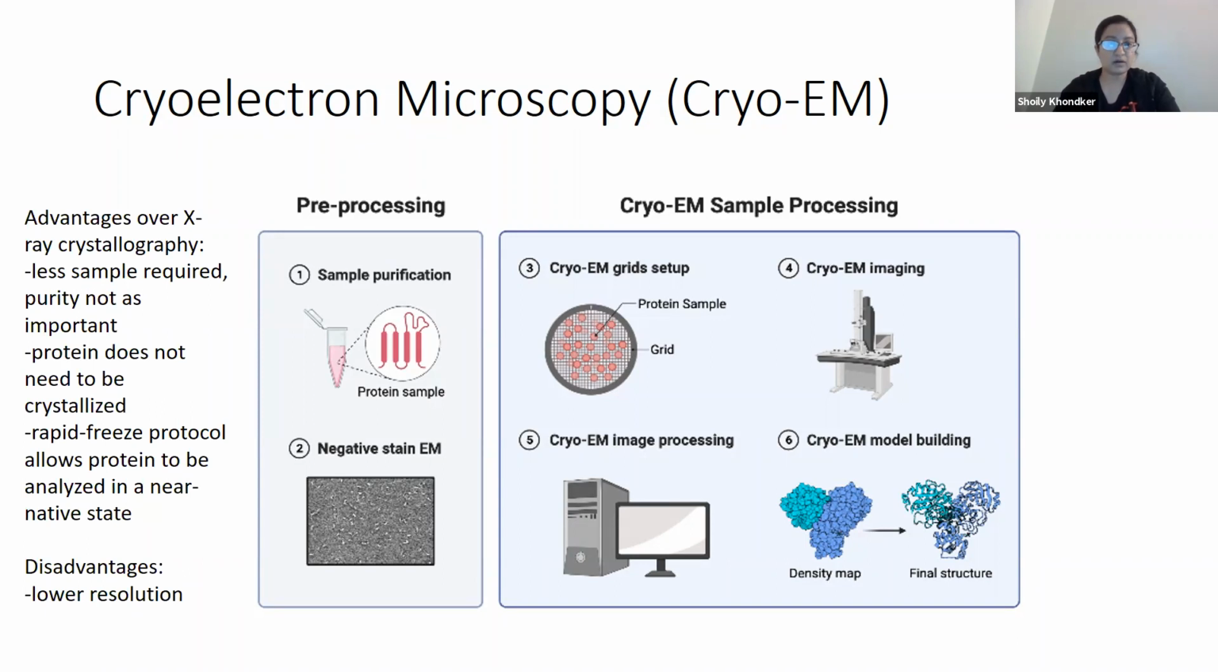So some of the advantages of cryo-EM over X-ray crystallography is that it requires less sample and purity isn't as important. The protein doesn't need to be crystallized, and this rapid freeze protocol allows for the protein to be analyzed while it's still in a near-native state, as opposed to X-ray crystallography where it's in a static form. The major disadvantage to cryo-EM is that it has lower resolution than X-ray crystallography.